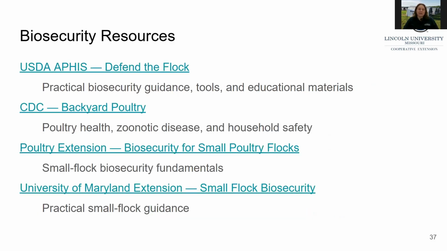Which brings us to the end of our session, and I want to thank you for spending your time with us today. I hope you leave with a little more confidence in looking at biosecurity, not just as a list of practices, but as a way of thinking about pathogen movement, risk, and what we can do about it.